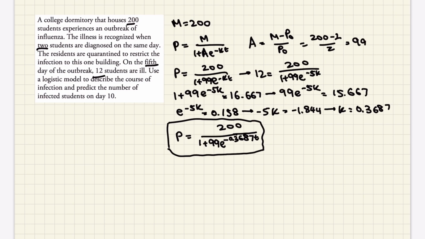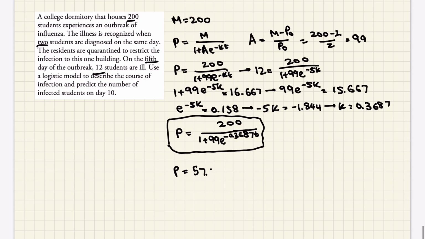The second part is predict the number of infected students on day 10. We just plug 10 into this equation. And so that's going to be 200 over, in parentheses, 1 plus 99 times e to the power of our negative k value times 10. And if you were to plug it into your calculator, you're going to get 57.484. It's the number of students, so approximated, it's going to be about 57 students. That would be our answer.